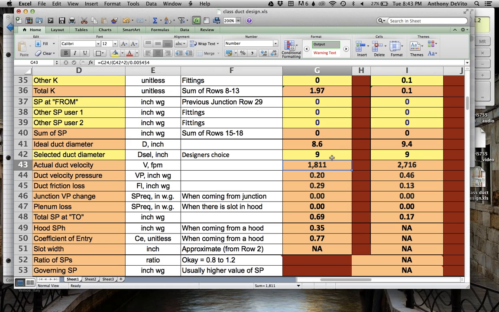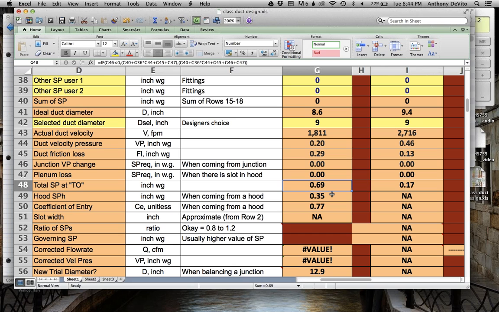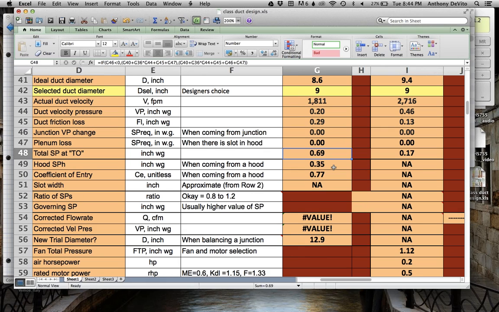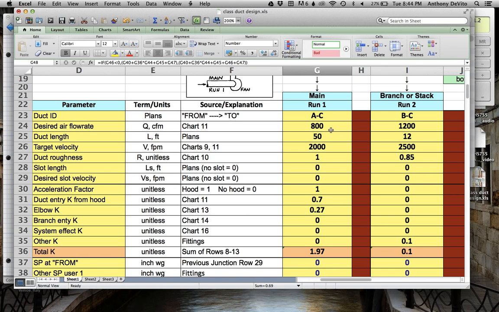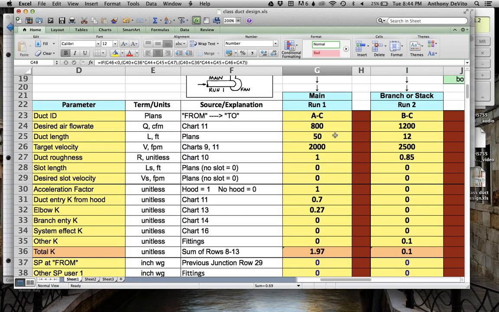Seems reasonable, right? Okay, so now all the stuff that's in pink here is stuff that's being calculated by the program. So now what's the hood static pressure? It calculated it for you, 0.35. What's the static pressure at the junction? That's the 2, 0.69. Okay, so now we know all of these values for what this branch is going to be doing in order to get us our 800 cubic feet per minute, and our 2,000 feet per minute transport velocity.